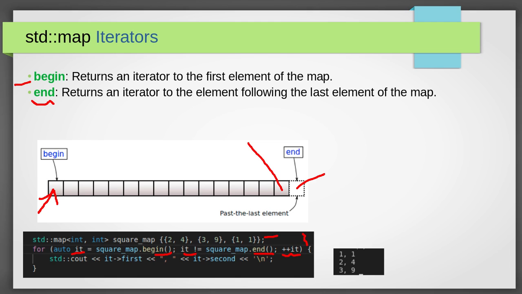The iterator is like a pointer to an item or a pair in the map, and in each pair there is a key and a value. The key I can access through first, and the value I can access through second. This is the output of this program.